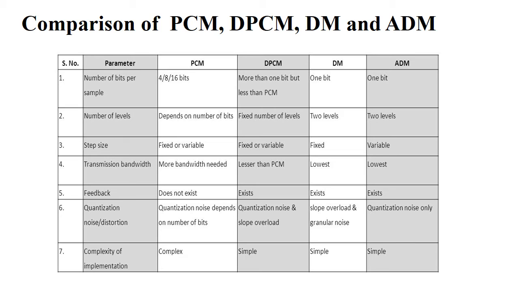Next one is quantization noise. For PCM the quantization noise depends on the number of bits, and for DPCM it depends on quantization noise and slope overload. For DM it is slope overload and granular noise, and for ADM it is quantization noise only. And then the last one is complexity of implementation. For PCM it is complex, for DPCM it is simple, and for DM and ADM also it is simple.